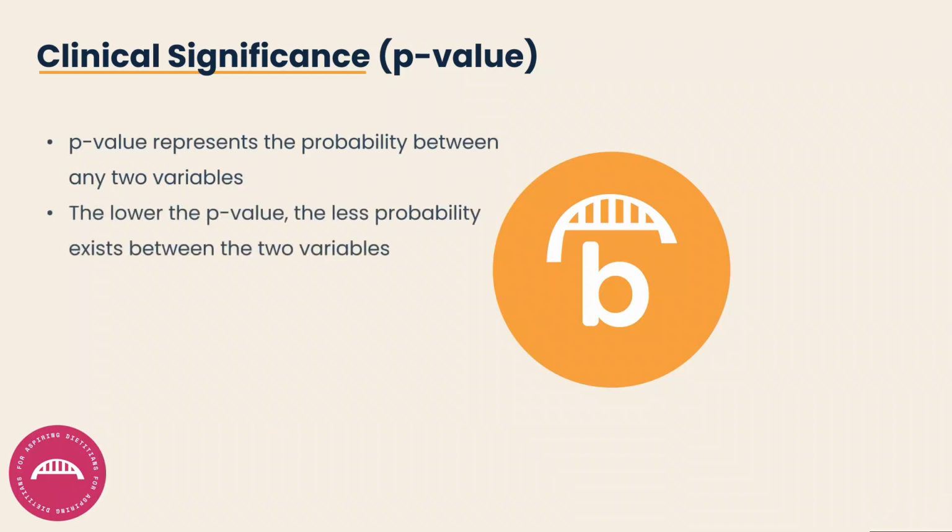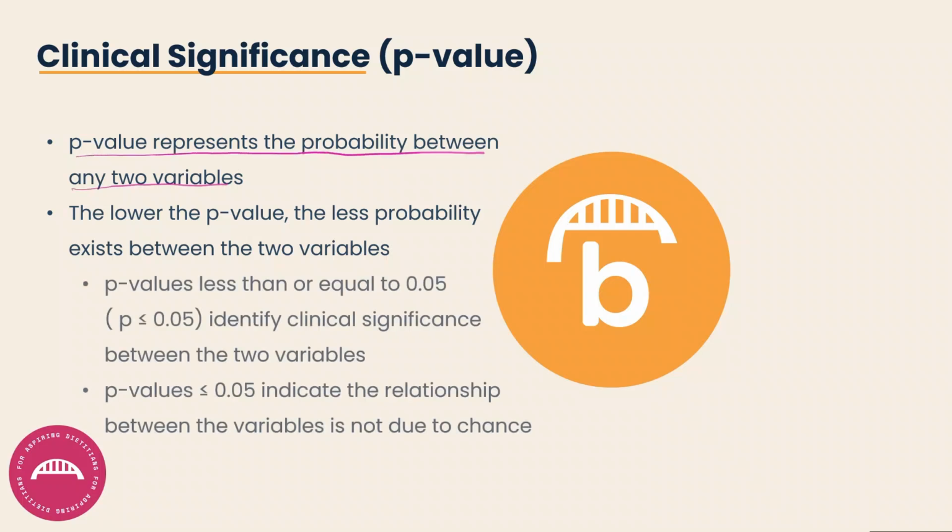Now, let's focus on p-value, which is how we test for statistical significance. The p-value tells us the probability that the results we're seeing happened by chance. In most research, the cutoff that we care about is 0.05. If a p-value is less than or equal to 0.05, we say that the result is statistically significant. This means that there is a low probability that the observed difference or relationship is just a random fluke.